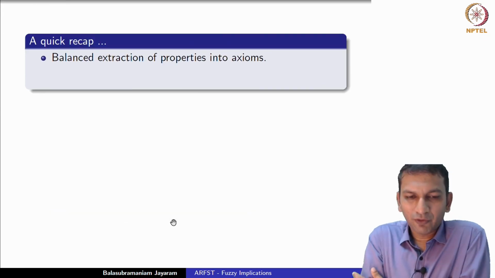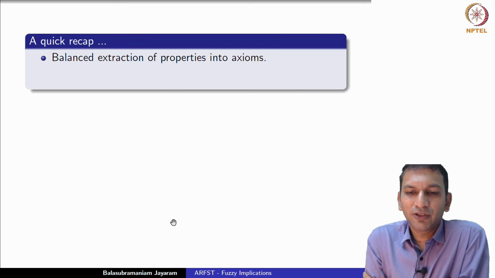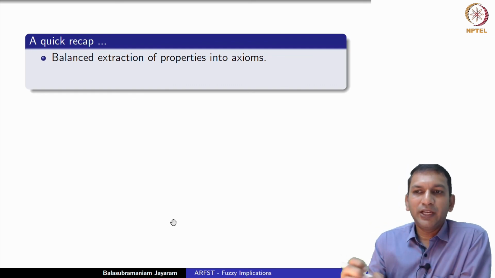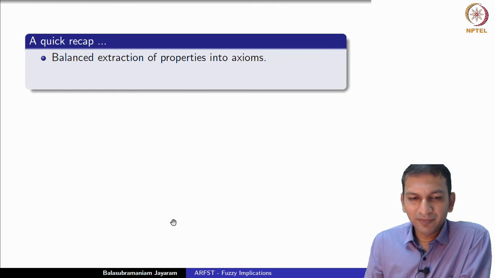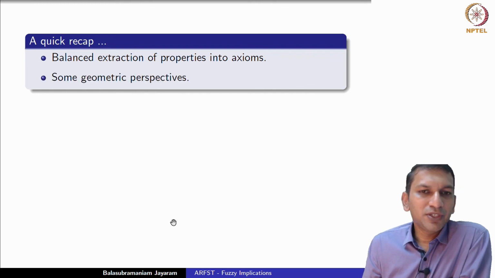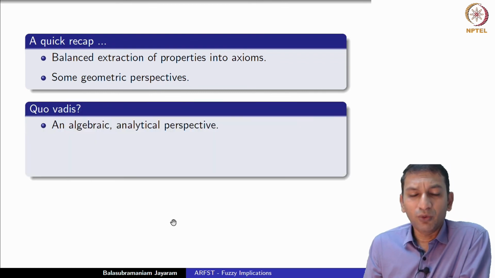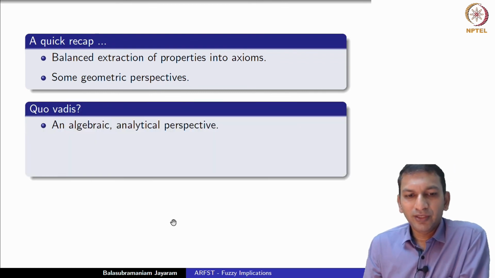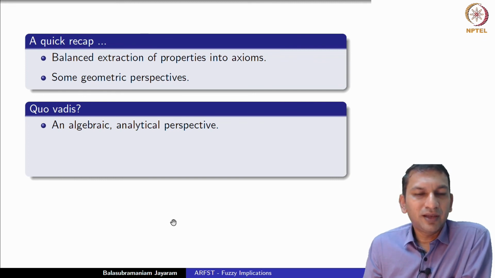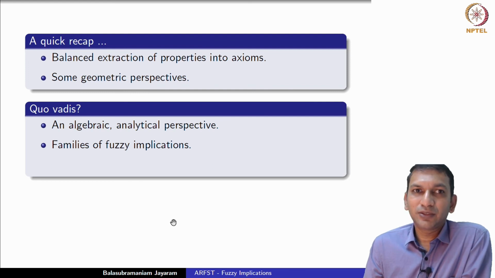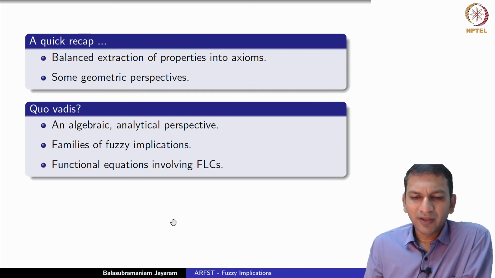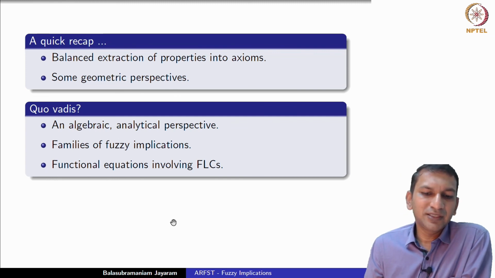Okay, a quick recap of what we have seen in this lecture. Once again, we have made a balanced extraction of properties of classical implication into an axiomatic definition for fuzzy implication. We have also seen some geometric perspective, especially of the basic fuzzy implications. Now, what lies ahead in the next few lectures during this week? We will look at an algebraic and analytic perspective of fuzzy implications themselves. We will look at constructions of fuzzy implications which lead to families of fuzzy implications. And we will also look at some functional equations involving fuzzy logic connectives, specifically implications.